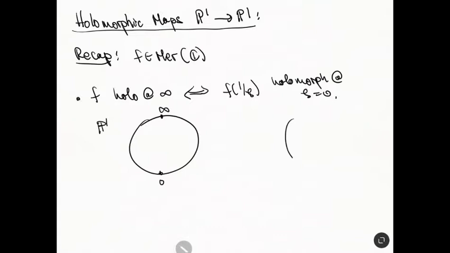And what's happening is that infinity in this case is mapping to some finite point here, f of infinity. So this is one copy of P1, this is another copy of P1, but the point at infinity maps to some finite point here.